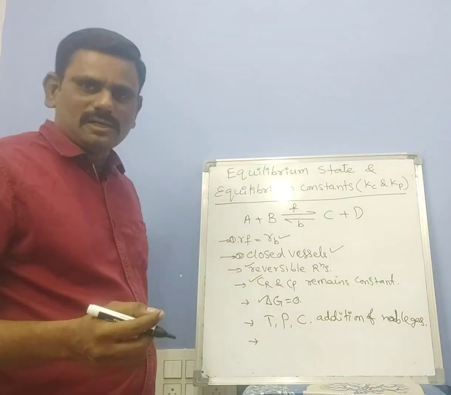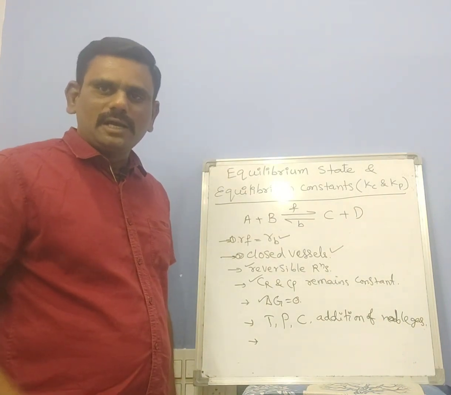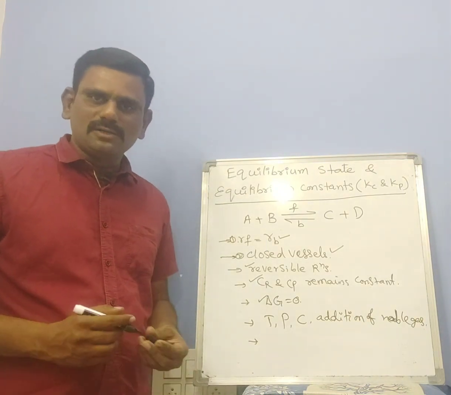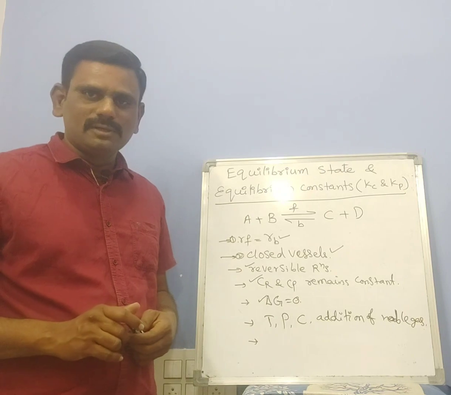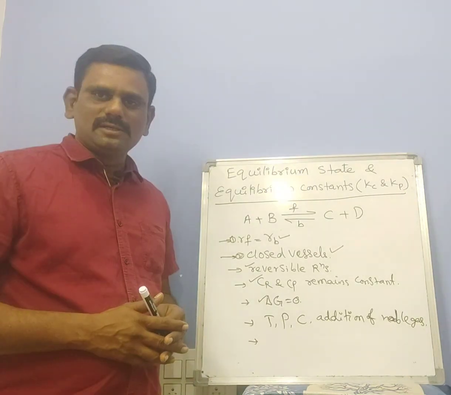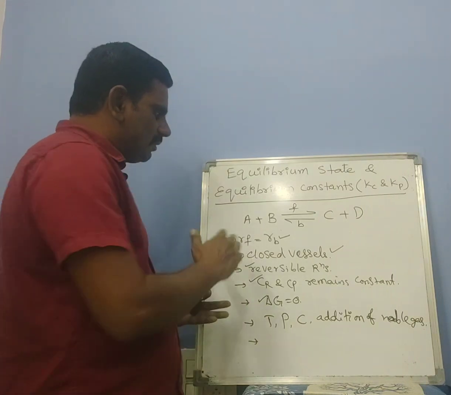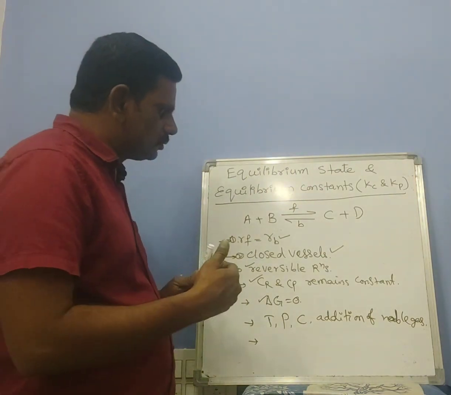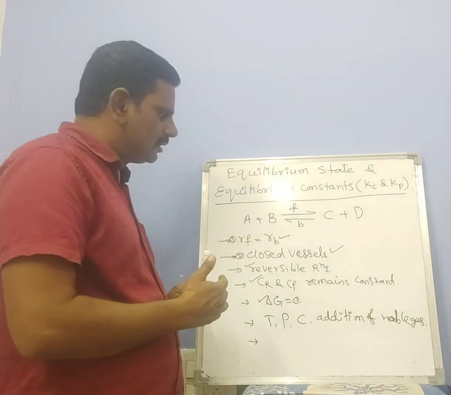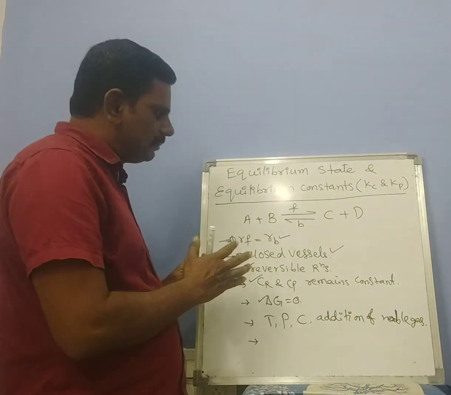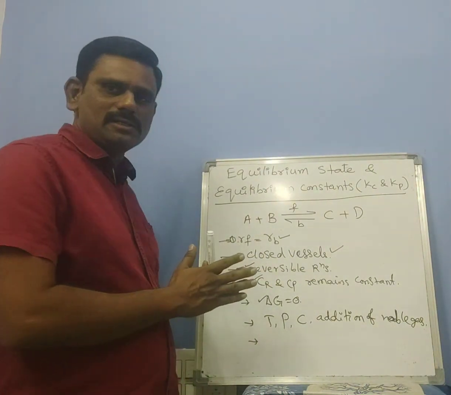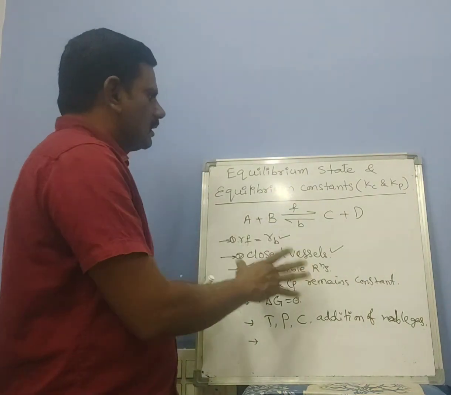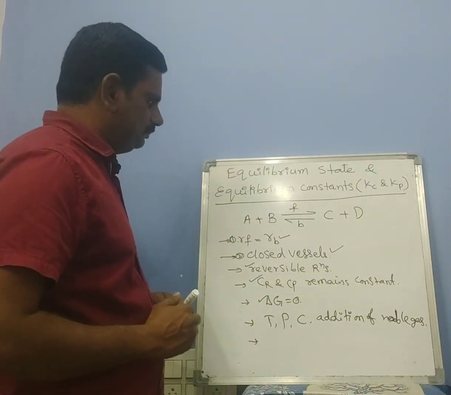And what is the role of catalyst on equilibrium state? Catalyst has no effect on equilibrium state, but the main role of catalyst is that it enhances the rate of forward reaction and rate of backward reaction to the same extent. Catalyst helps to establish the equilibrium for a reaction quickly. After formation of equilibrium state, there is no role or influence of catalyst on equilibrium state. So these are the characteristics of equilibrium state.